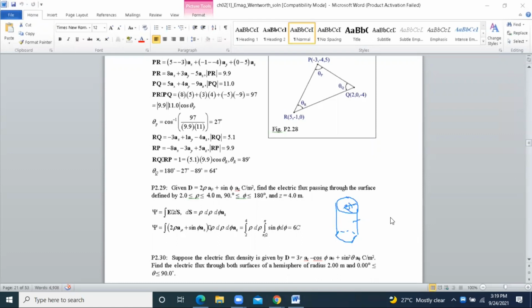Look now, when you do this, this is your D, and this is your dS. When you dot this and this, it disappears. Now this with this is equal to 1. When you dot this, a rho with a z is 0. Is that one of the dot product rules?